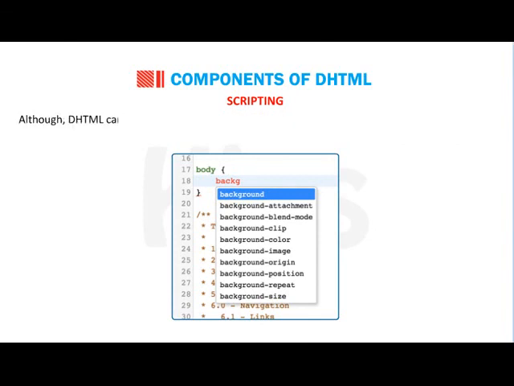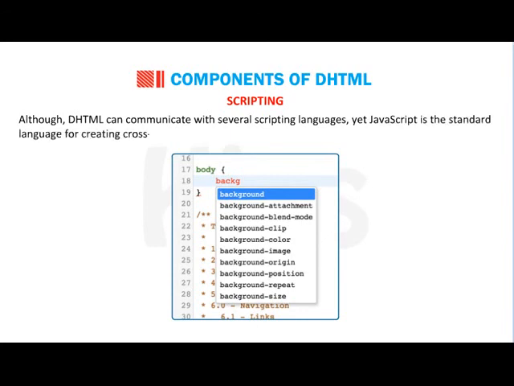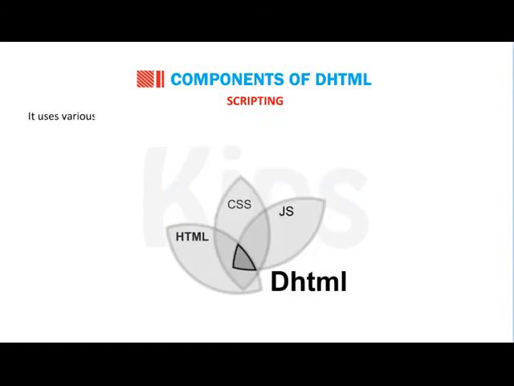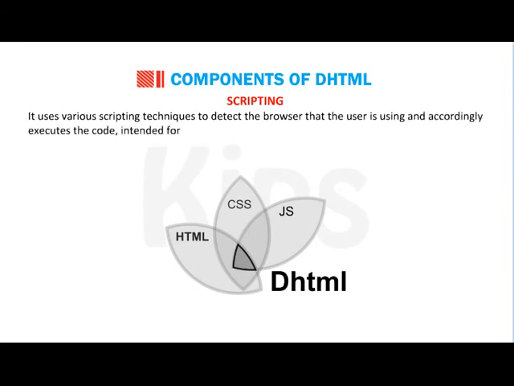Although DHTML can communicate with several scripting languages, yet JavaScript is the standard language for creating cross-browser DHTML pages. It uses various scripting techniques to detect the browser that the user is using and accordingly executes the code intended for that browser. Document Object Model (DOM).